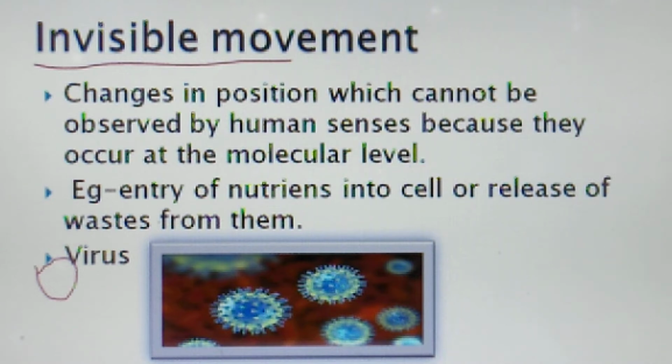And the second example is the virus. Viruses are made up of molecules. Viruses are active when they come inside the host cell. They are inactive outside the host cell and become active only when they come inside the host cell. Inside the host cell the viruses are active. That movement also cannot be seen through our naked eyes, so it is also a type of invisible movement.